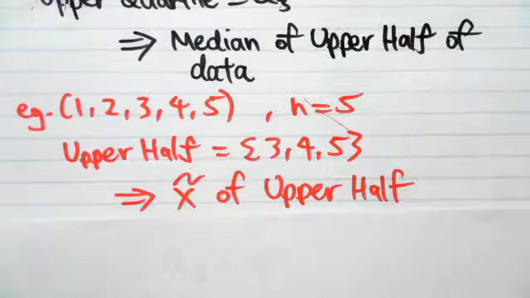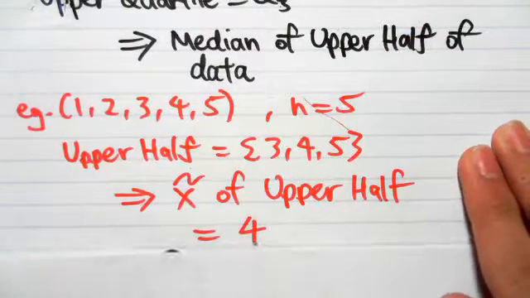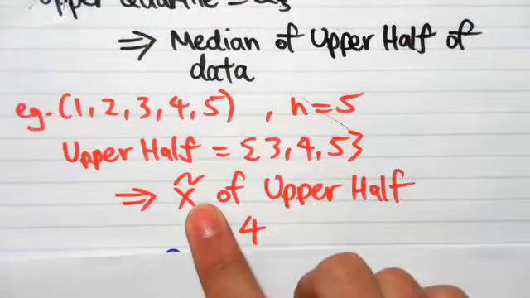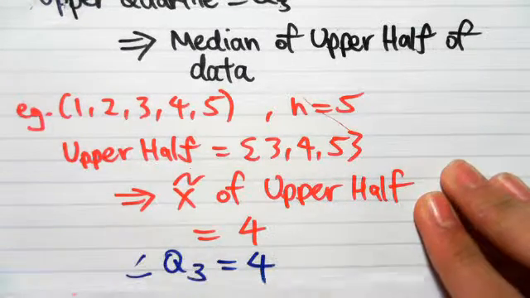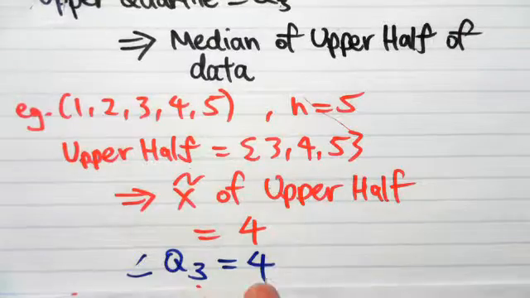We find the median of this, which is 4. The x squiggle is our median, if you remember from the beginning of the video. So that's equal to 4. Therefore, we can conclude that Q3 is equal to 4.